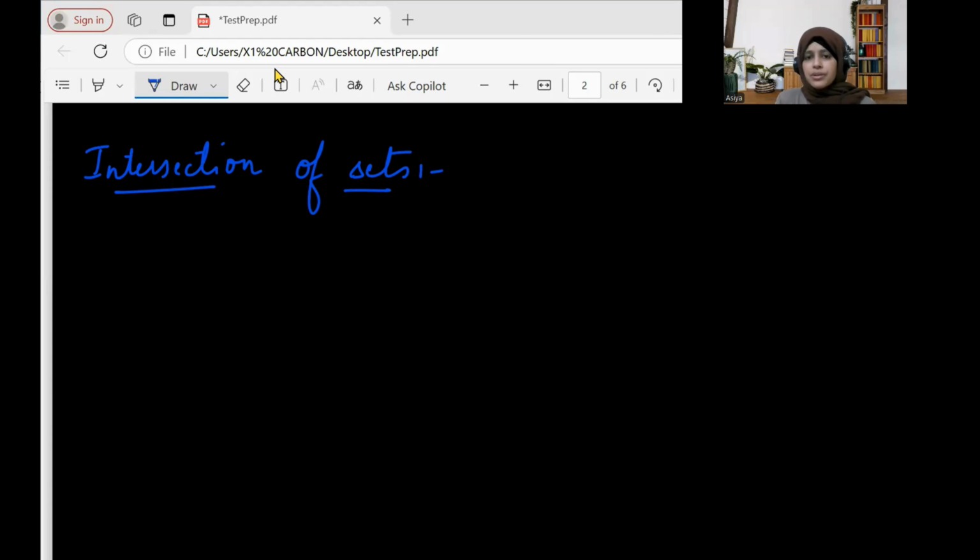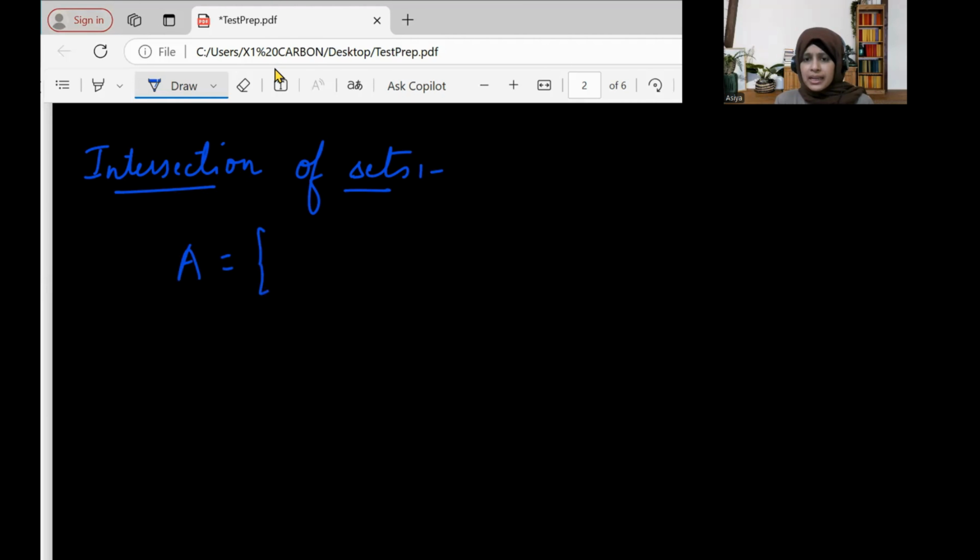This is the second operation that we would be learning about today, that is intersection of sets. Now, when I talk about intersection of two sets, it only contains the elements that are common to both my sets. Okay, let us take an example and understand.